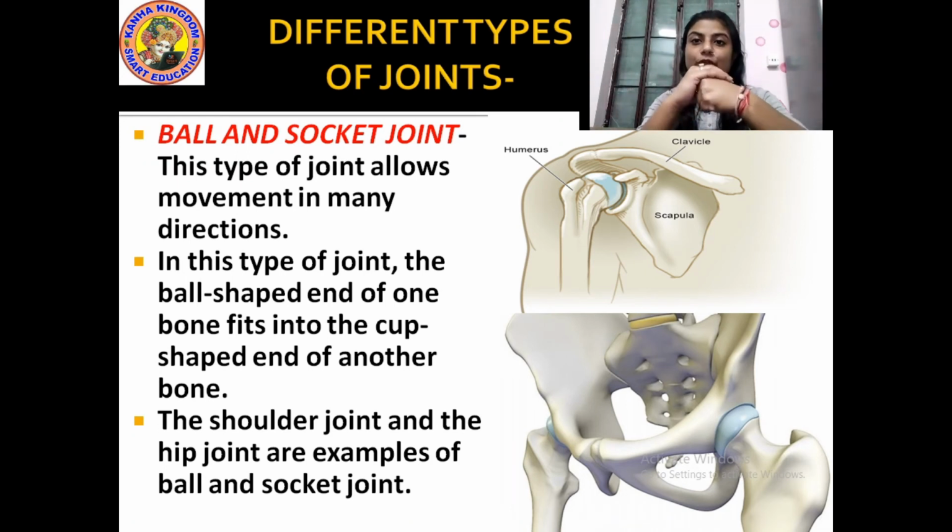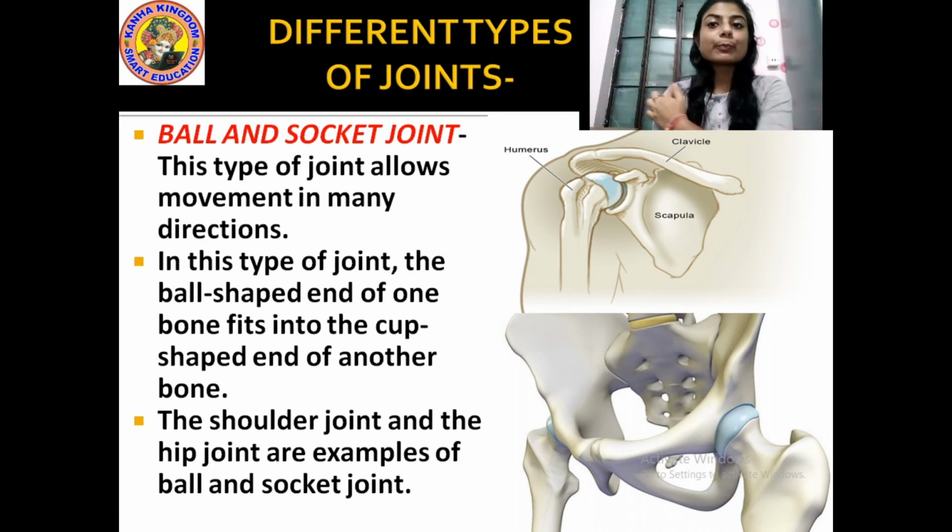That means it can move freely around. That is the ball and socket joint. Suppose this is the round portion of the bone and this is the cup-shaped portion of the bone. It gets fixed into it together, and with the help of this it is movable. It can be moved in different directions. So that is the ball and socket joint. The shoulder joint. You can move your shoulder round, right? This joint is the ball and socket joint.